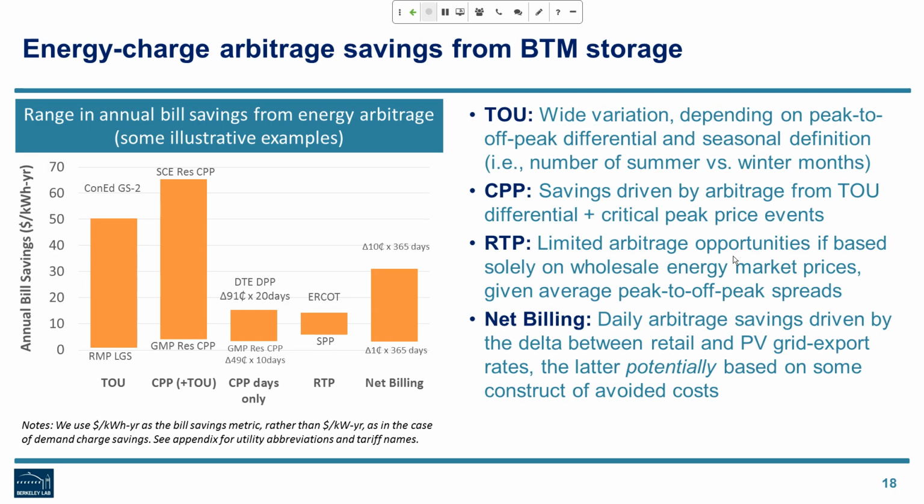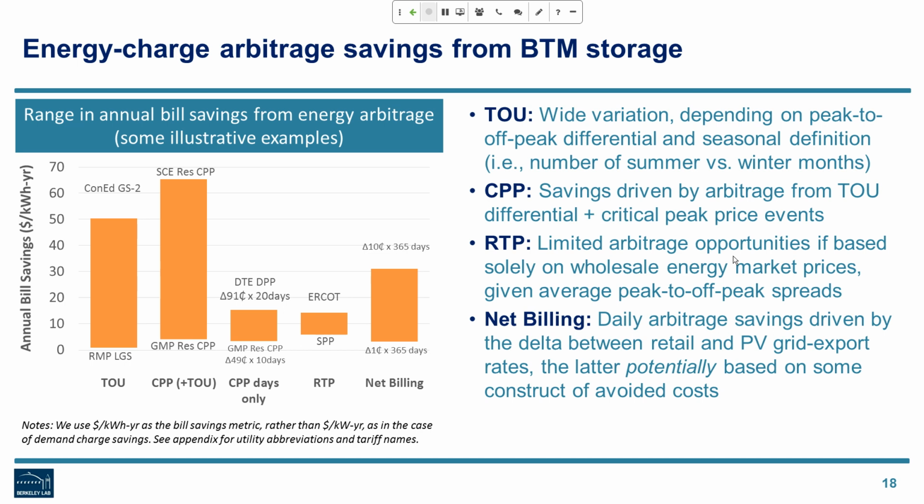Here we look at various forms of retail rate designs that enable energy charge arbitrage. Similar to the summary figure that I showed for the demand charge savings, here we consider annual bill savings for different types of time-varying rates. Note that the y-axis is dollars per kilowatt hour as the bill savings metric, rather than dollars per kilowatt in the case of demand charge savings. I did this because arbitrage savings really scale with duration linearly in many cases, up to a point, of course. And so we can use this metric in this case.